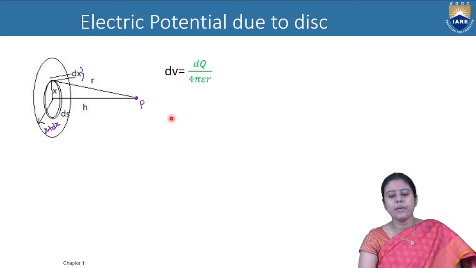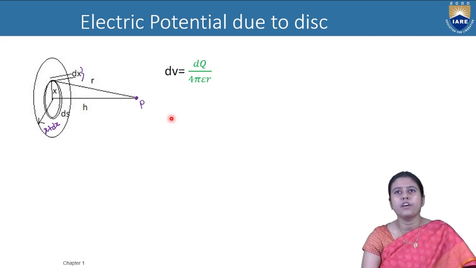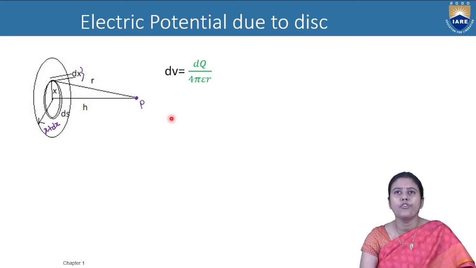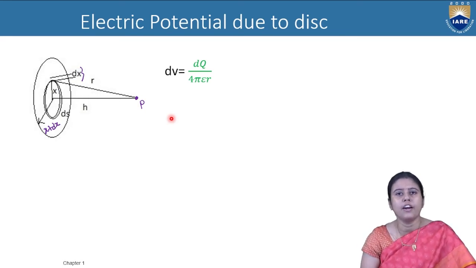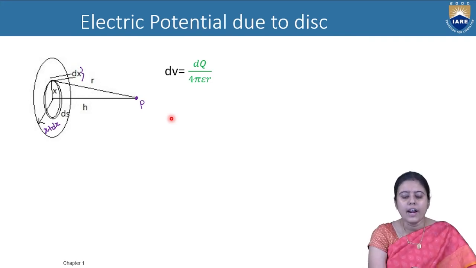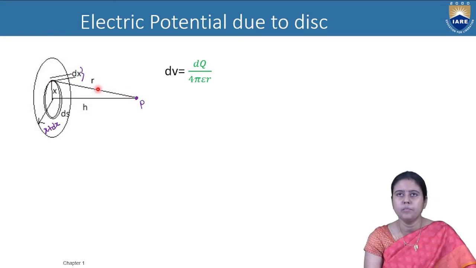So what is dV? We know the dV equation: dV is equal to dq over 4 pi epsilon r. What is r? This is for a sphere or a circular path, and r is the distance from the disk to the external point.